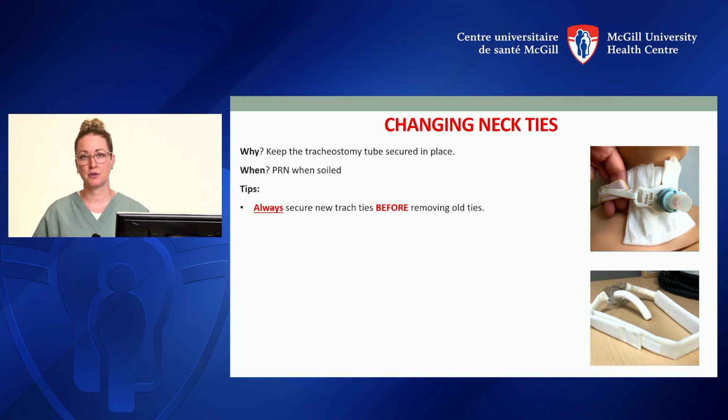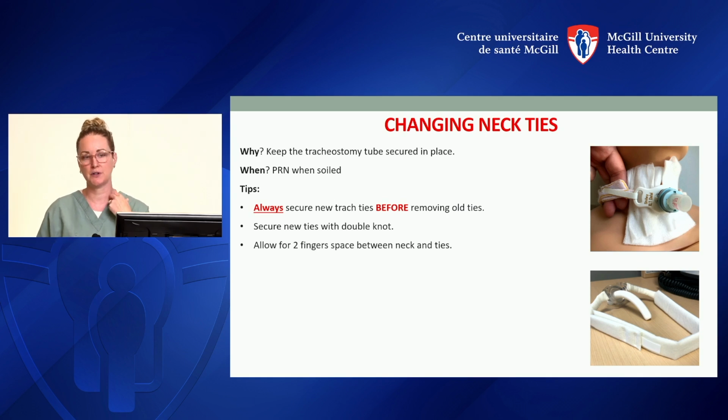It's always important to secure the new ties before removing the old ones, because if I remove the old ones before securing the new ones and the patient coughs in the meantime, the tracheostomy tube can fly out. I need to secure the new ties with a double knot, and that's if I'm using a trach tie, the ribbon. However, I would recommend that if you see a patient with the regular ties, change them over to Velcro ties. It's a nice padded collar that's just much more comfortable for the patient, and you can see it in the image below. Always allow for 2-finger space between the neck and the tie.